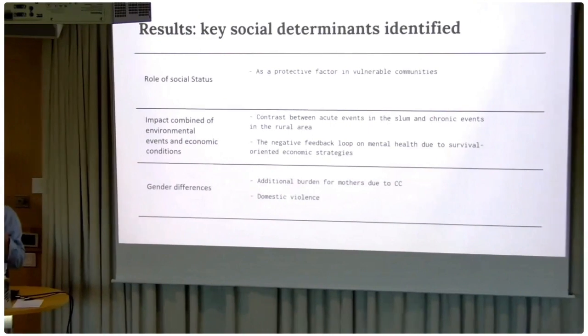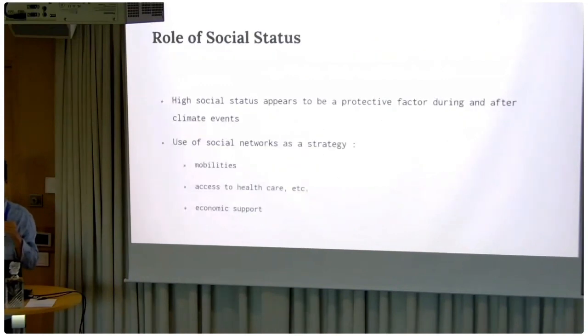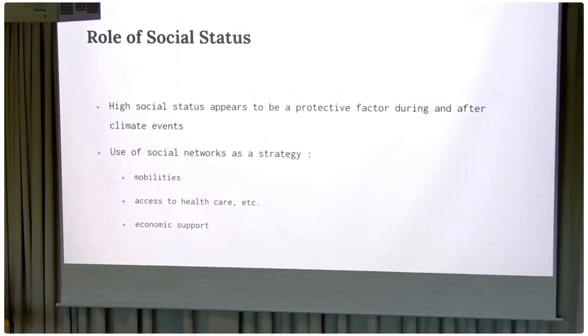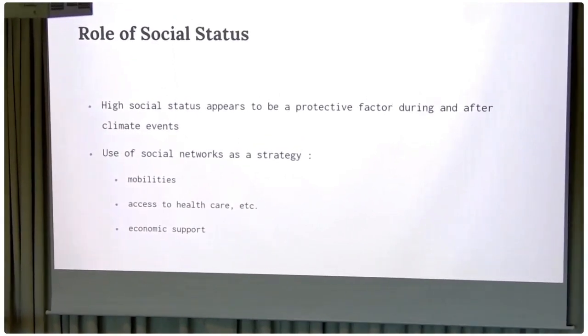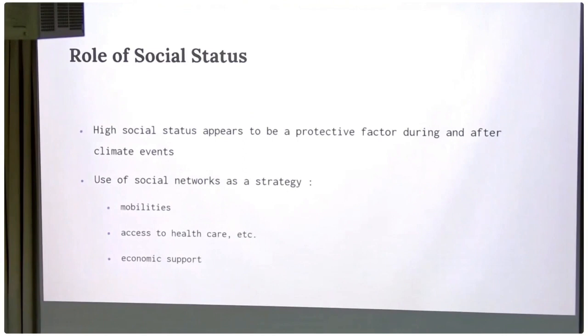So what are the main findings? There are some key social determinants identified. First, the social status, especially in the rural area. Secondly, the combination of economic and environmental factors. And last but not least, the gender differences, especially between father and mother. First, for the social status, what was really important is that in the village, the social network could make a lot of difference in terms of access to healthcare, because Shatkhira is near to India. So some of the people who have the best social status in the village were able to go directly to India because they have some connection to have access to healthcare.